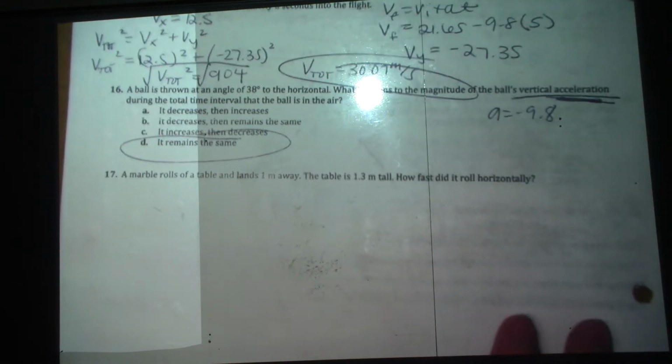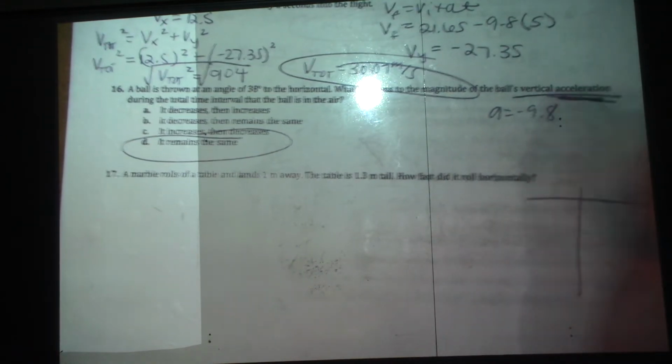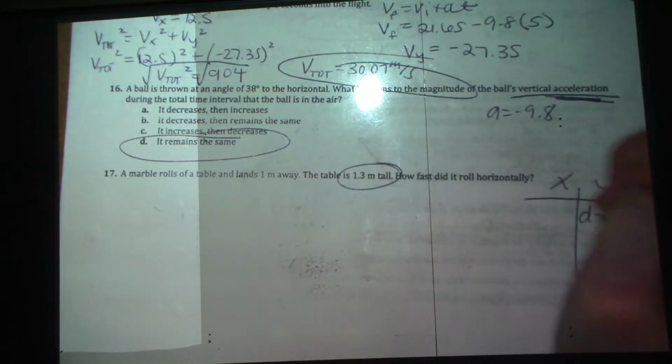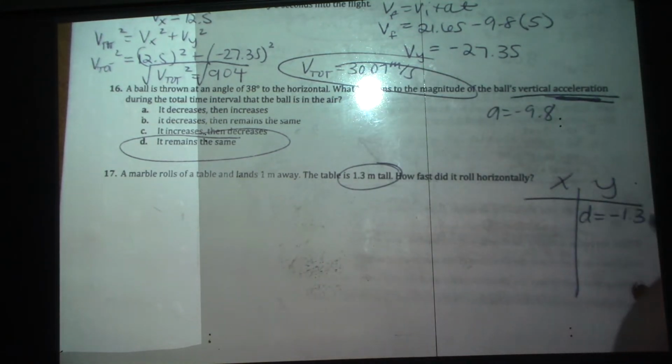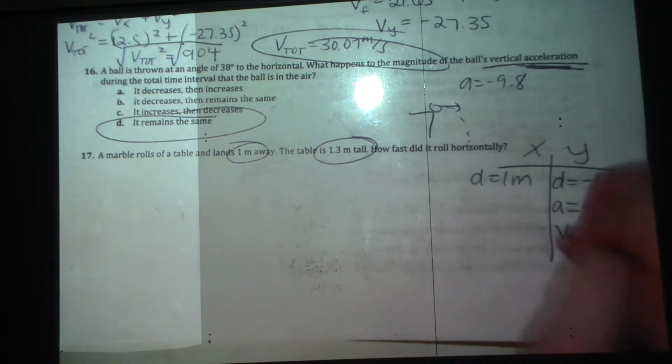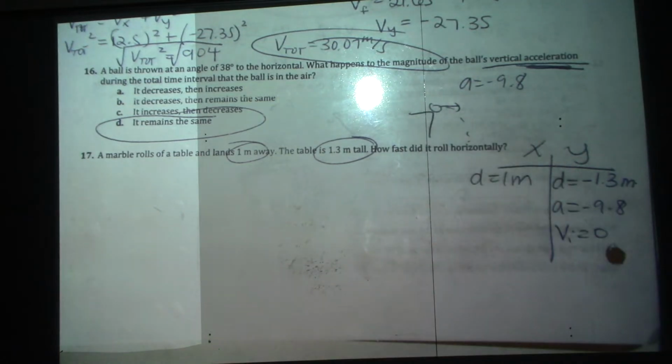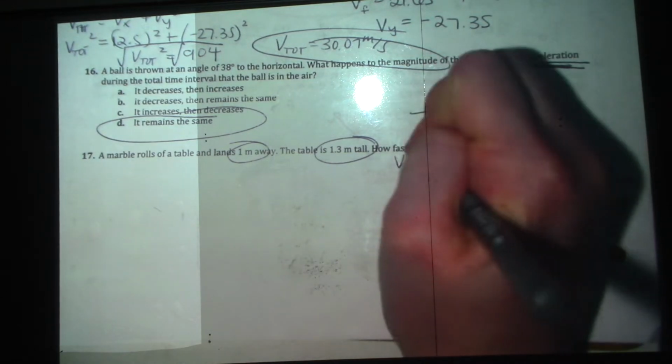Marble rolls off a table and lands 1 meter away. The table is 1.3 meters tall, so this is going to be a y distance, and it's going to go down 1.3 meters if it's rolling off the table. This is an x distance, and then of course I can use acceleration, and for a horizontal projectile, it's the initial y velocity that's 0, because I'm not going up. How fast did it roll horizontally is asking for your x velocity.